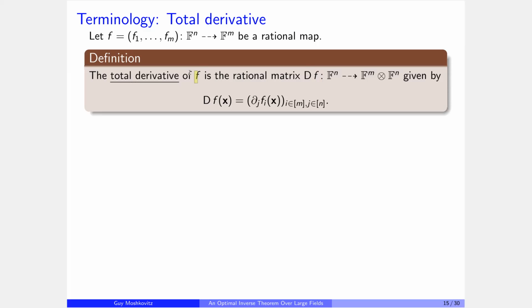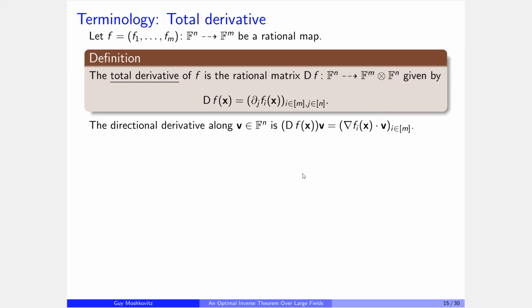So again, I take any of the functions in this rational map, and I take the partial derivative with respect to each of the variables. Okay, so if I have m functions and n variables, I get an m by n matrix. Or you can think of it as the tensor product of the space Fm and Fn. I'm ignoring dual spaces for the sake of simplicity. Which, by the way, once you have this Jacobian matrix, you can talk about the directional derivative with respect to a certain direction. You just multiply this matrix by your direction vector.